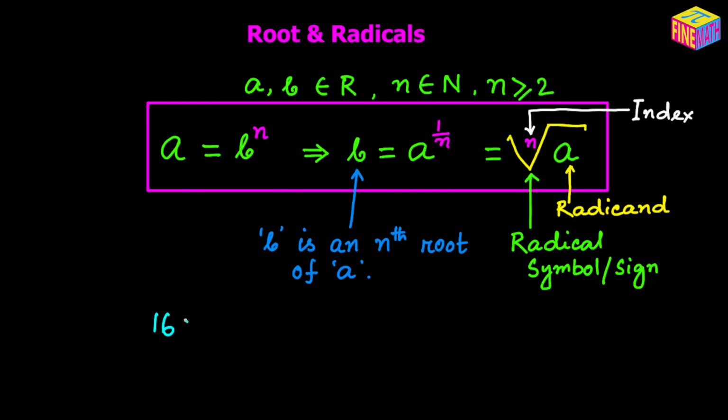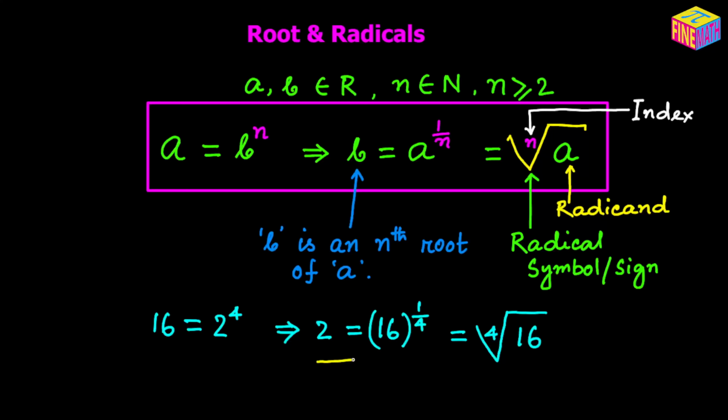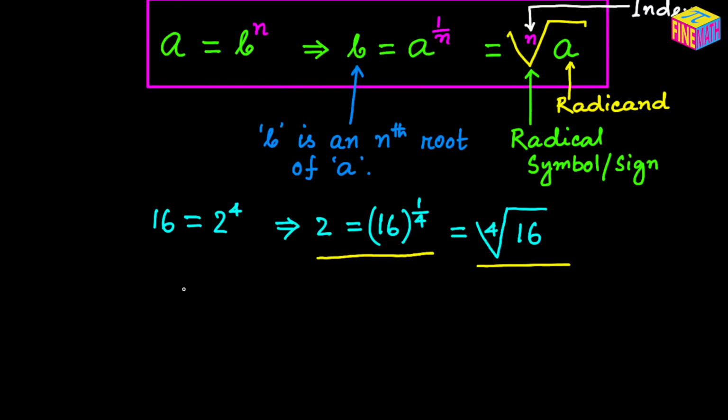Say we have 16 is equal to 2 to the power 4. Can we write it like this? Of course we can. From here can we say that 2 must be equal to 16 to the power 1/4, and also it can be written as the 4th root of 16? Yes, they both are correct, using the radical symbol. Similarly, if a cubed is equal to 27, then a must be 27 to the power 1/3, or we can also write it as the cube root of 27.